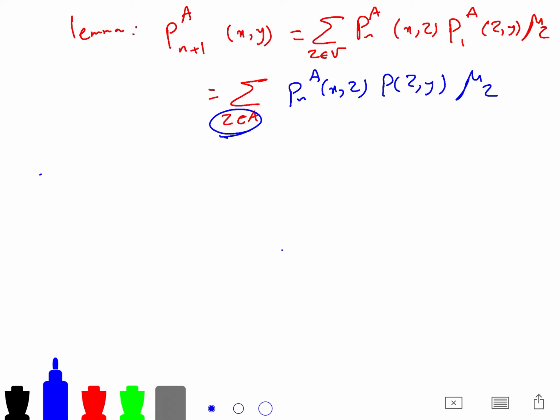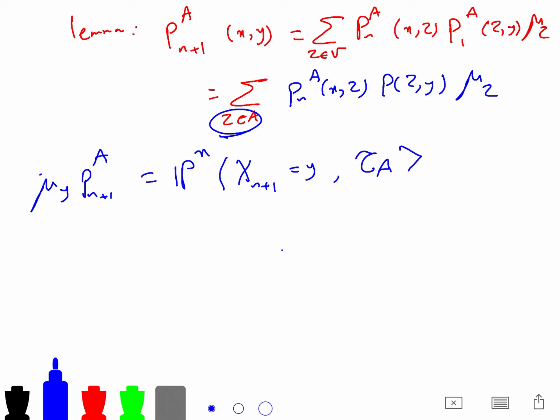So to prove this, we just use the definition as usual. X_{n+1} is equal to y, and the time to exit A is n+1, which is still less than the time to exit A. And so what is this probability law?